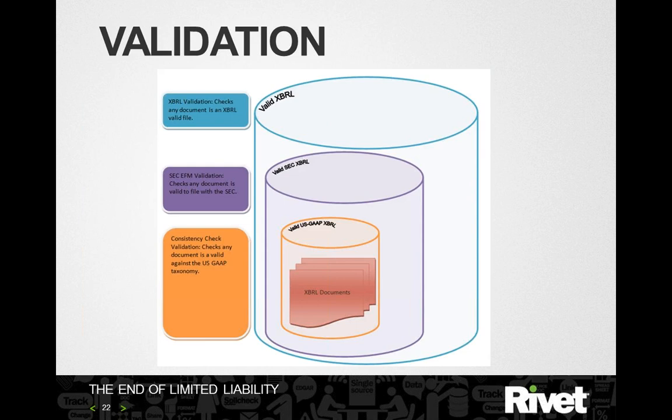And then at the very bottom are obviously your XBRL documents. Depending on what type of document you have, you may need to run different validations. If you're doing mutual fund filings, then obviously the US GAAP validations are not really applicable. So this is just to help you get an idea of where these lie.